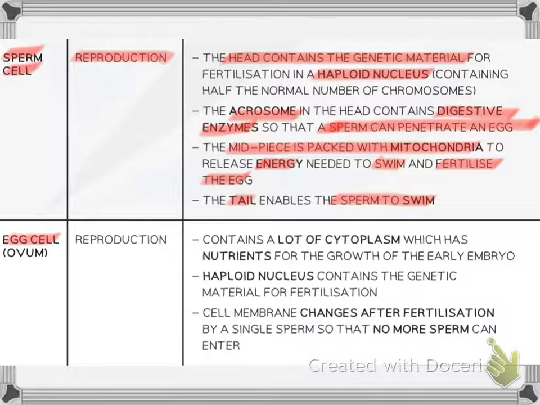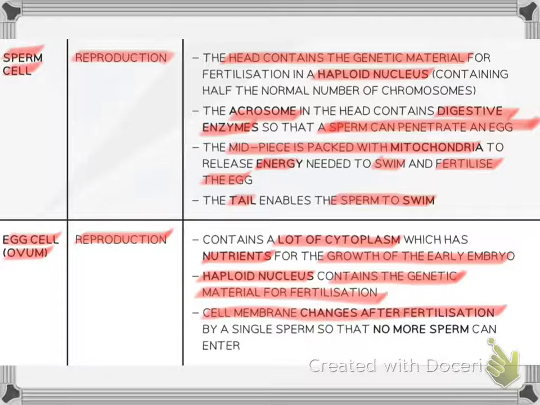Then the egg cell, also known as ovum, the function is reproduction. The adaptation of an egg cell is that it contains a lot of cytoplasm which has a lot of nutrients so that the growth of the early embryo is supported. Then the haploid nucleus contains the genetic material for fertilization. So it's similar to the sperm cell. Then the cell membrane changes after the fertilization by a single sperm so that no more sperm can enter.